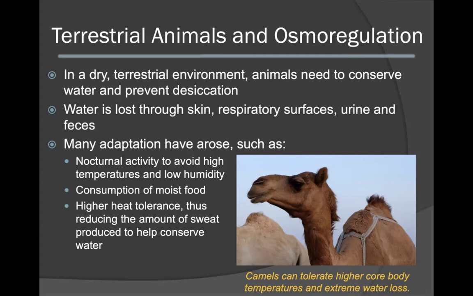Some of these adaptations include having nocturnal activities to avoid the high heats and low humidity conditions, the consumption of moist food and the ability to extract as much moisture from the food as possible, and also many of these organisms have a much higher heat tolerance. Thus, they have a reduction in the amount of sweat they need to produce in order to conserve water. Camels, for instance, have a higher core body temperature and also can withstand periods of extreme water loss.